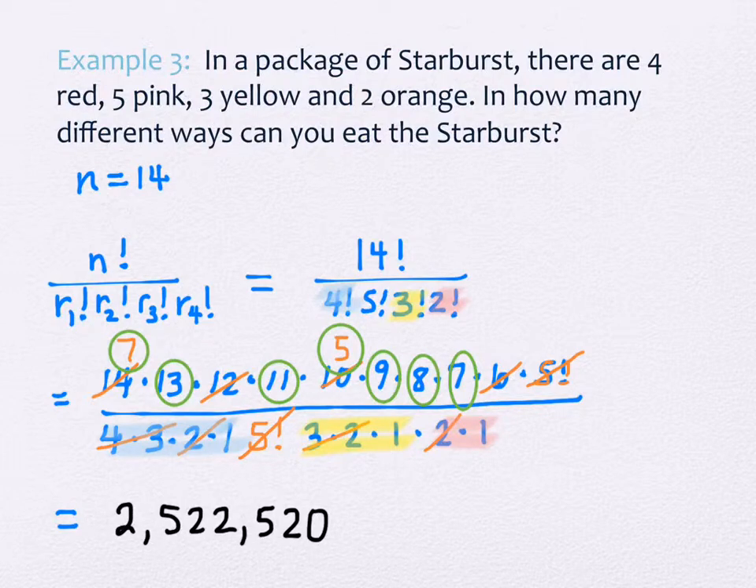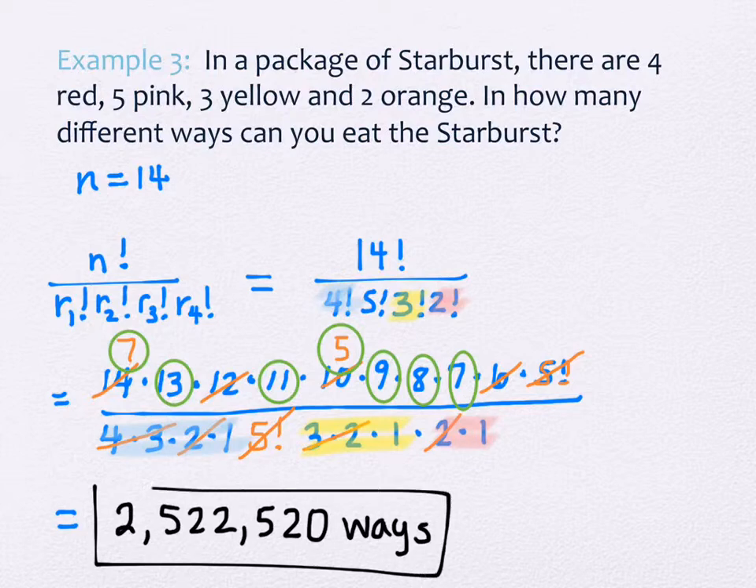So 2,522,520. And that was just 14 starbursts. This is the number of distinguishable ways that you could eat that package of starbursts. That seems sort of weird, doesn't it? Kind of crazy stuff.